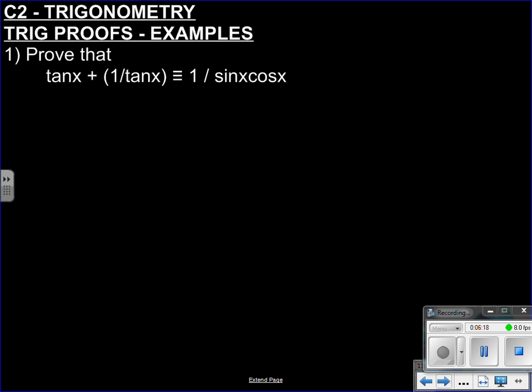Also, with these identities, we can use proofs, and we can prove that one thing equals the other thing. So here, I need to prove that tan x plus 1 over tan x is always the same as 1 over sine x cos x.